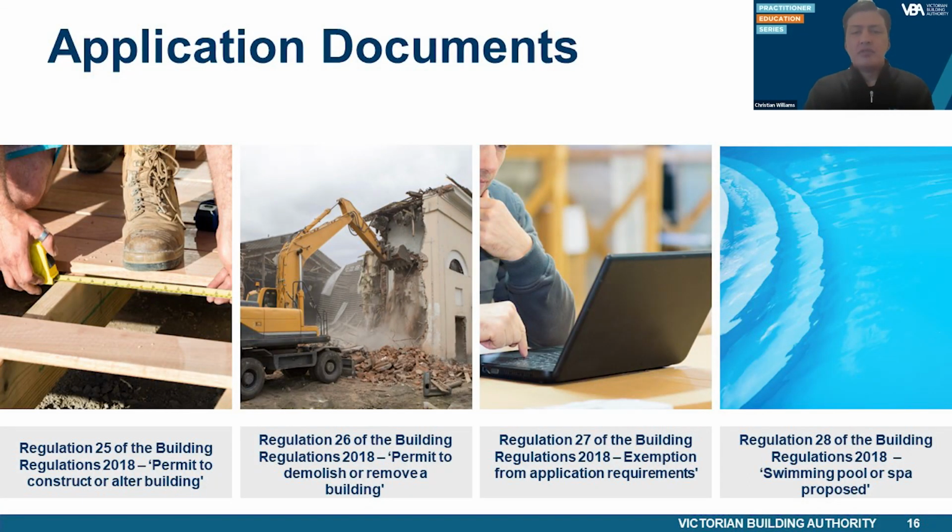It is important to note that Regulation 27 specifies that the RBS may exempt an application for a building permit from any of the requirements under Regulation 25 and 26, if the RBS has considered any of the requirements are not relevant to demonstrate the building works will comply.